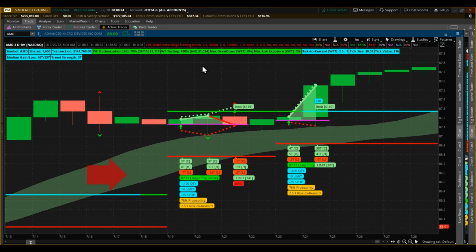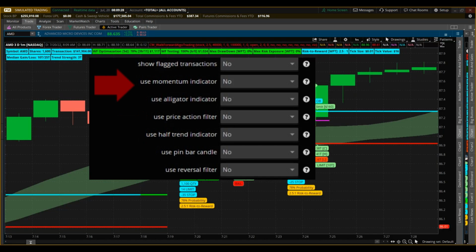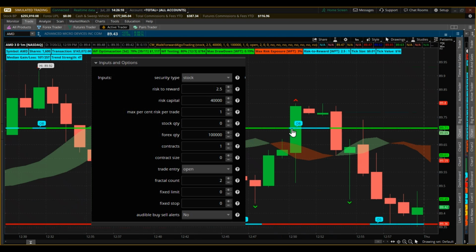The first step is to set all settings to default. Enter the settings screen by clicking on the trend cloud. Set the following parameters to default. Risk to reward, 2.5, stock quantity, 0, trade entry for open, fixed limit, 0 and fixed stop, 0. Set all 6 indicators to off as follows: momentum, alligator, price action, half trend, pin bar and reversal. With all settings set to default, risk management and auto limit and auto stop is enabled.